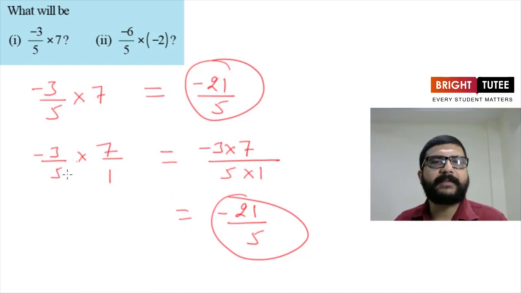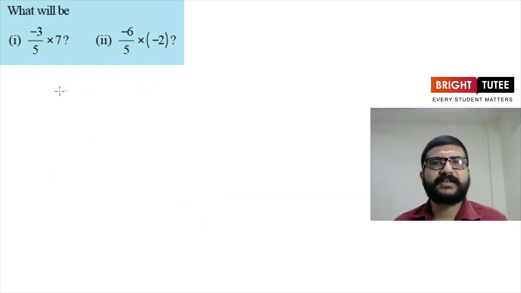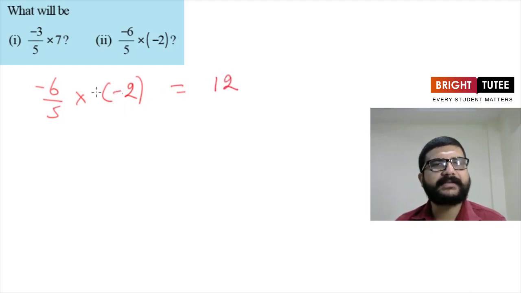So what we have seen here is that while multiplying two rational numbers, we are multiplying numerator with numerator and denominator with denominator. Now let's see the second question. The next question is minus 6 upon 5 into minus 2. Now we know we have to multiply minus 6 with minus 2. That will give us 12, because minus into minus is plus and 6 into 2 is 12. Now this is divided by 5. So the answer we are getting is 12 upon 5.